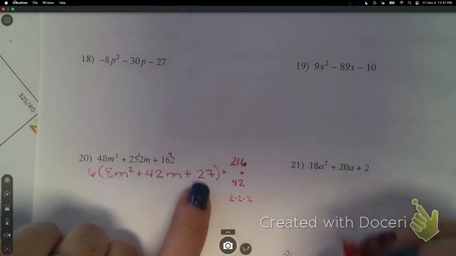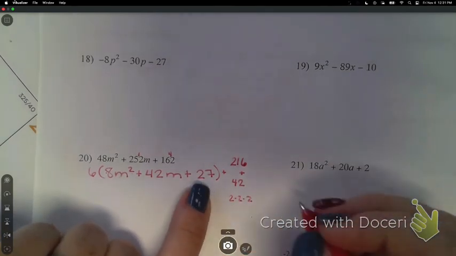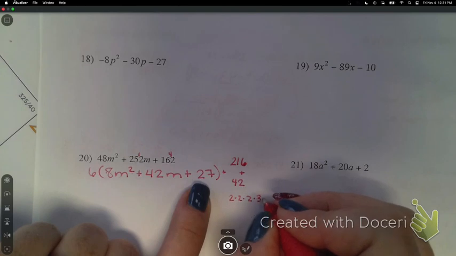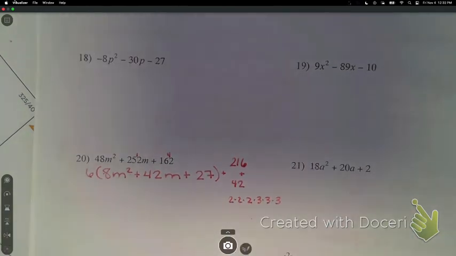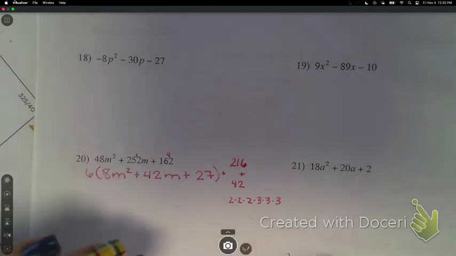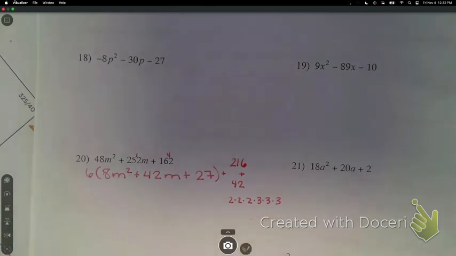What is the prime factorization of 27? 3 times 3 times 3. So these are the numbers that I can switch all around and multiply them any way I want to try to get two numbers that add to 42. Does that make sense what I'm saying? Because if I do this, then my brain can move things around, rather than listing the factors. Do you want to list the factors of 216?